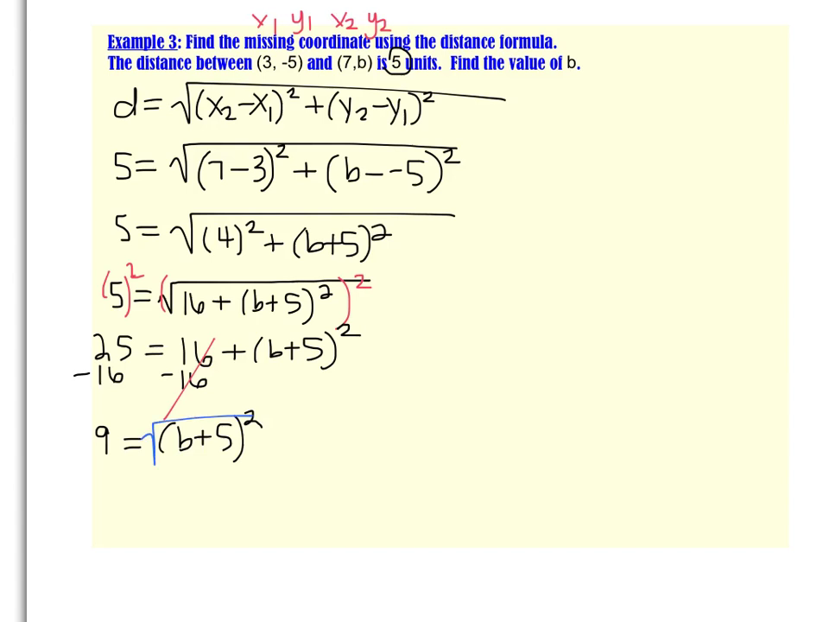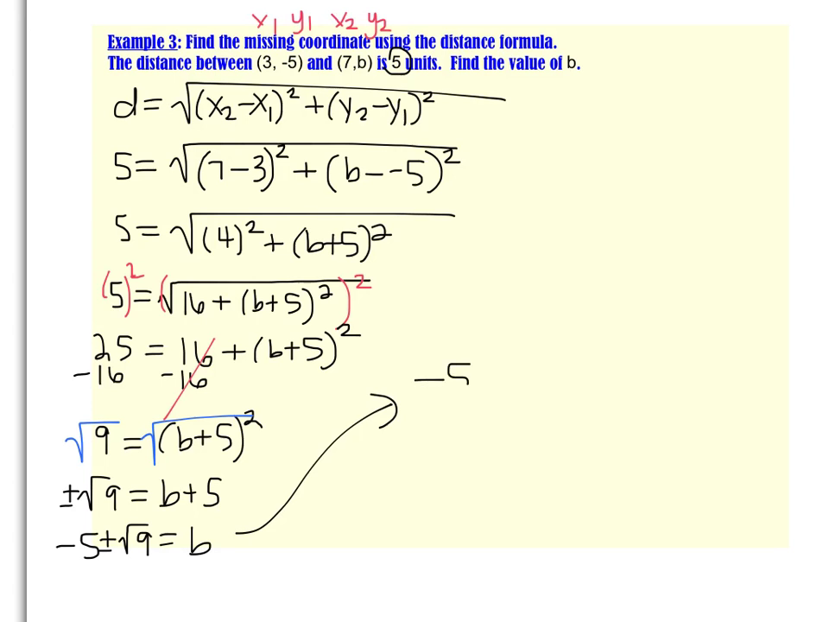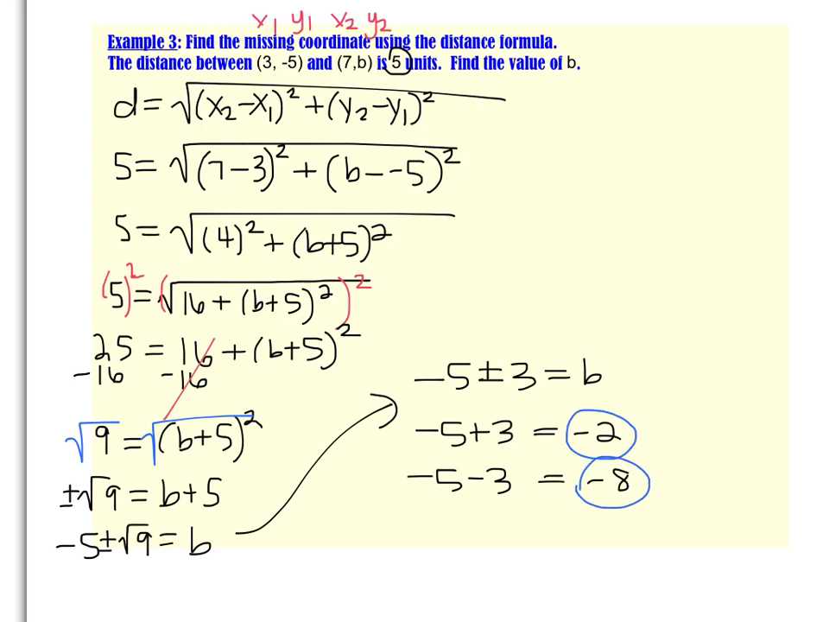To get rid of the squared, we'll square root both sides. So I'll get plus or minus root 9 equals b plus 5. Then subtracting 5 from both sides, we get -5 plus or minus root 9 is b. Continue over here. That's -5 plus or minus 3 is b. So -5 plus 3 is -2, and -5 minus 3 is -8. So we have 2 options for b, -2 or -8, that would give us a distance of 5 between those 2 points.